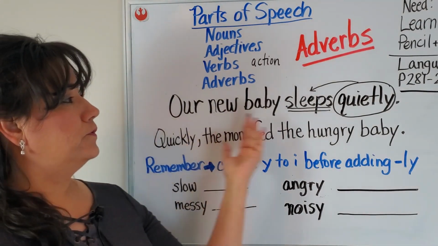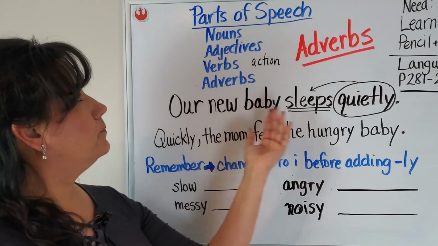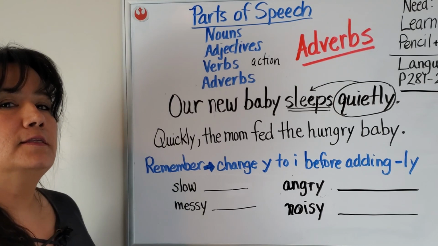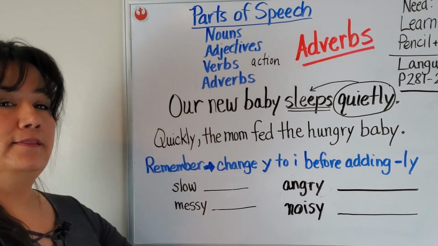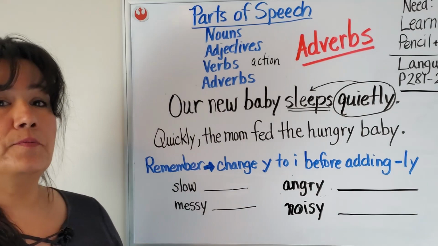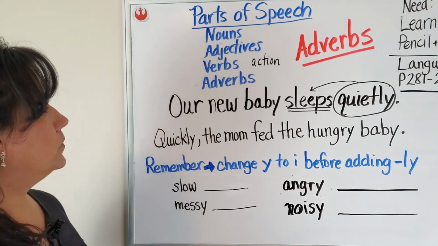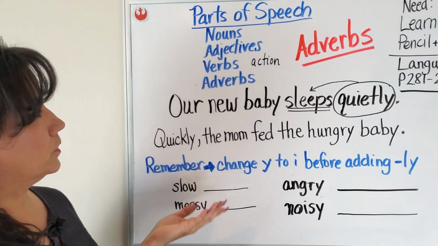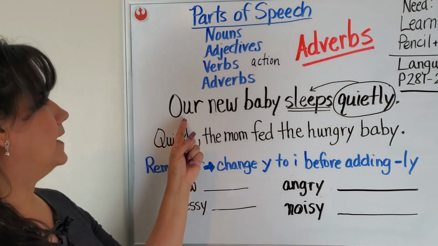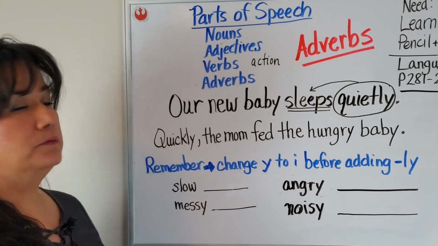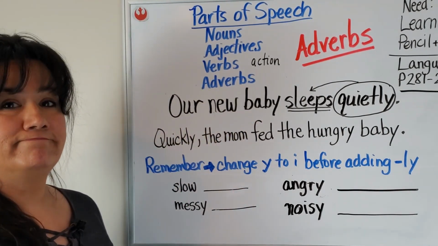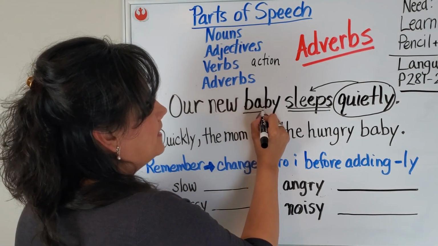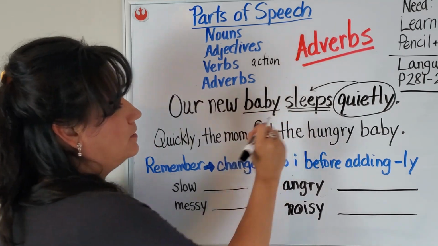So it's really important for us to know the different parts of speech. So let's go ahead and do a little review. Who is this sentence about? Usually that tells us the noun. Remember, the noun is a person, place, or thing. So here we have our new baby sleeps quietly. Therefore, which word is our noun? Is it our? Is it new? Or is it baby? Very good. Baby. The word baby is our noun, and we underline it.